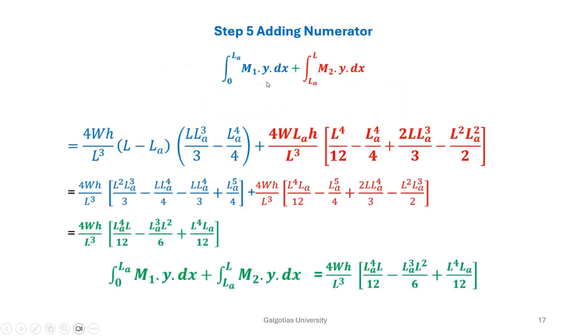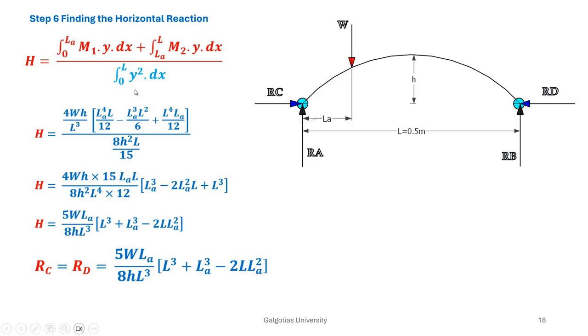Now we will add numerator 1 and numerator 2. Adding all these things, finally we have 4wh by L cube into (LA power 4 L by 12 minus LA cube L square by 6 plus L power 4 LA by 12). Proceeding further, here we want to calculate the horizontal reaction, so numerator divided by the denominator. We have the expression for the numerator and also the denominator.